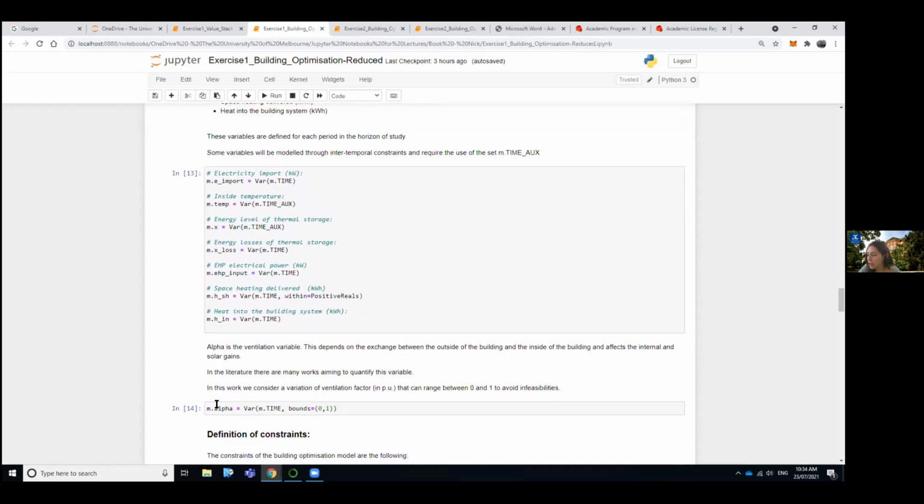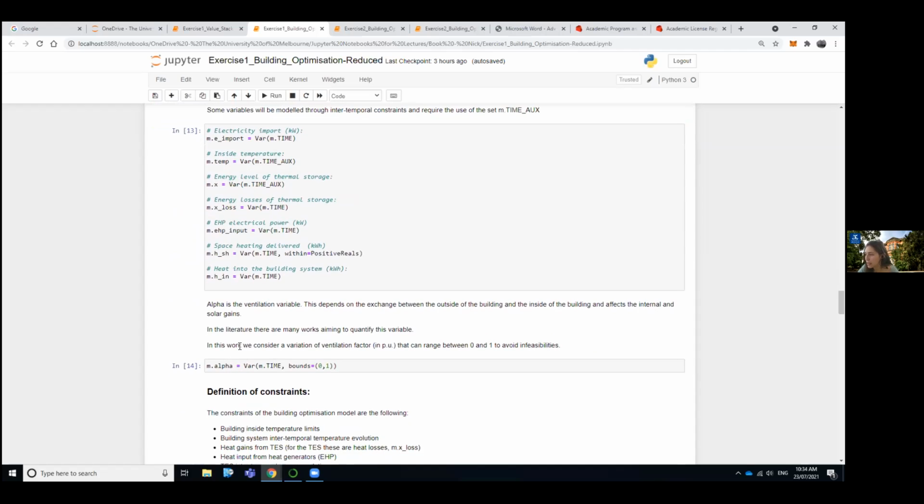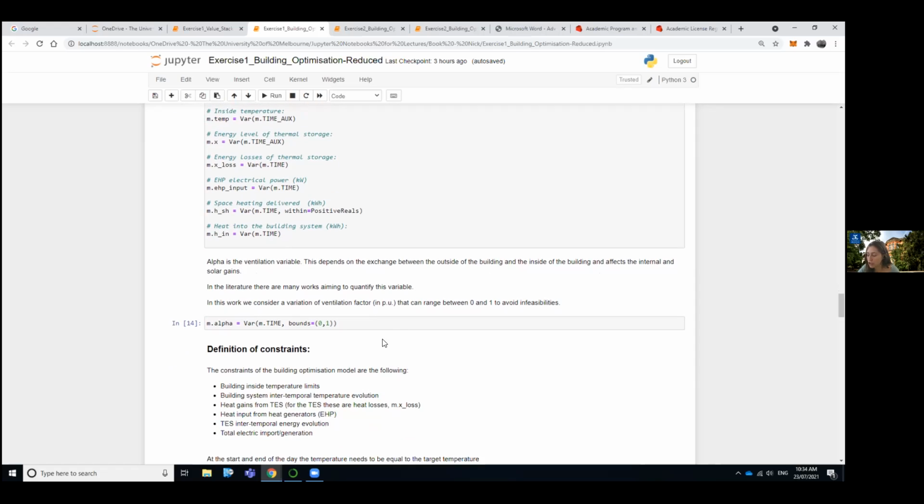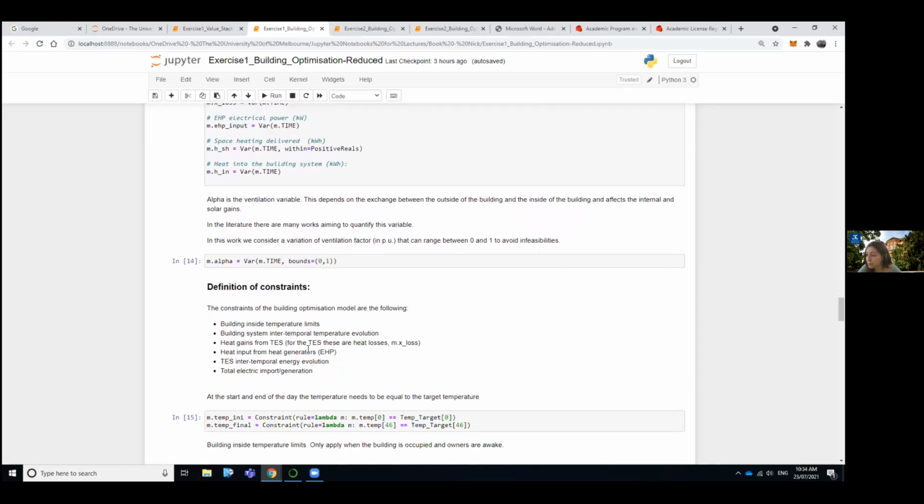And we're also considering this variable alpha. This is the ventilation that affects the exchange between the outside of the building and the inside. And there is much work trying to quantify appropriate limits and bounds of this variable. But in this simple problem, where you just want to go to the concepts of the effect of flexibility by thermal energy storage and introduce building optimization, we're letting it change between 0 and 1 to avoid infeasibilities.